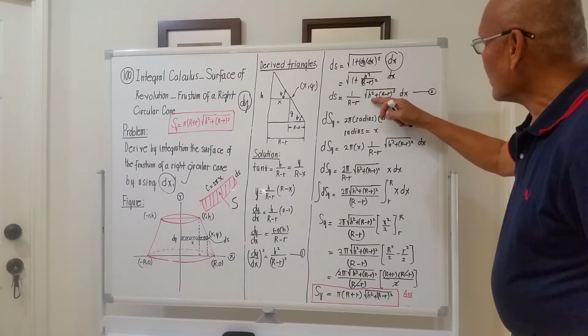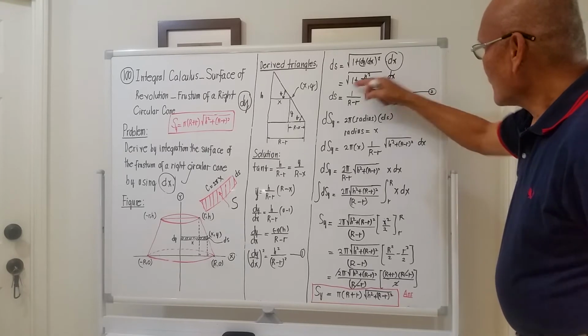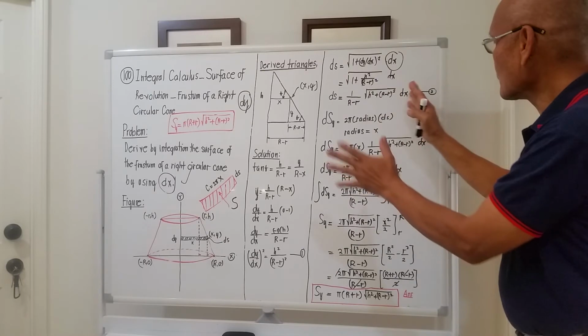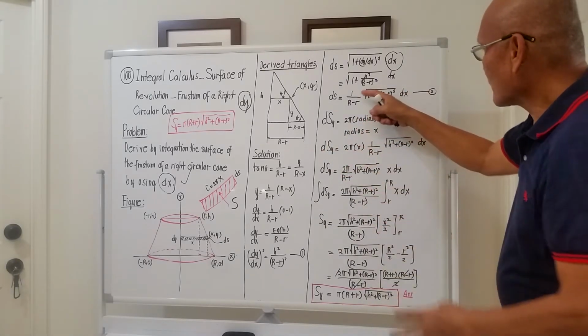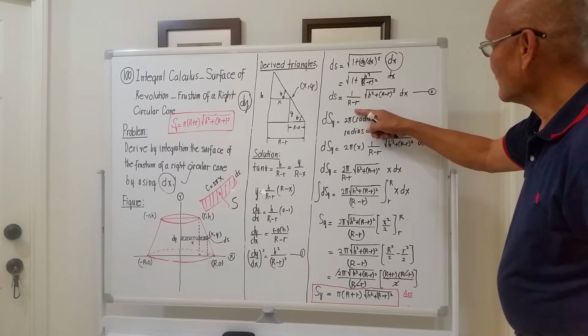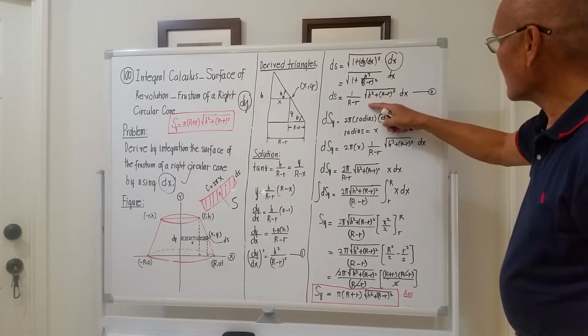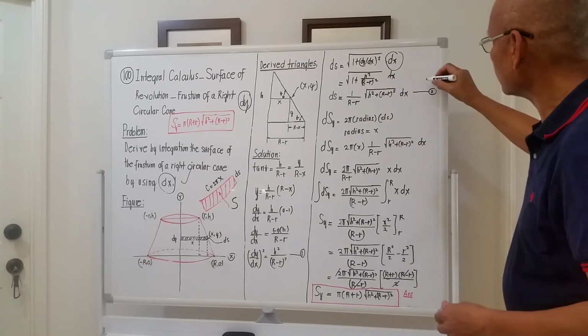So what comes out will be h square plus this difference of the square of this. The bottom portion will be the square root of R minus r quantity square. It's a perfect square, so I took the square root. What will come out will be 1 over R minus r without the radical sign times the square root of h square plus R minus r quantity square times dx, equation number 2.